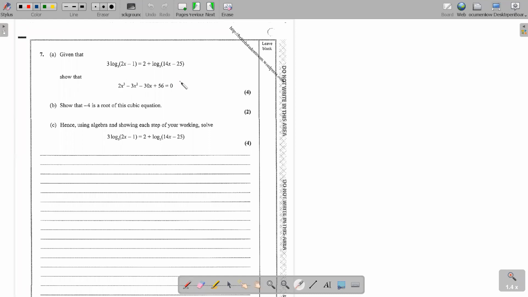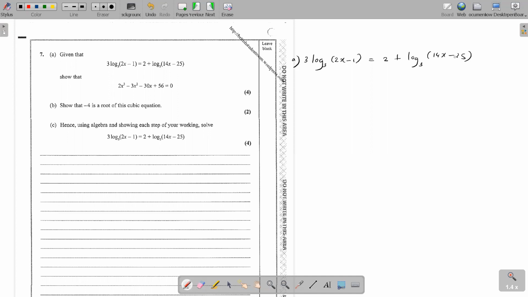Okay, moving on to question number 7. Given that 3 logarithm of 2x minus 1 to the base of 3 equals 2 plus logarithm of 14x minus 25 to the base of 3, show that you get this. Okay, so it's quite simple. What you do here is, 3 times log base 3 of 2x minus 1 equals 2 plus log base 3 of 14x minus 25.